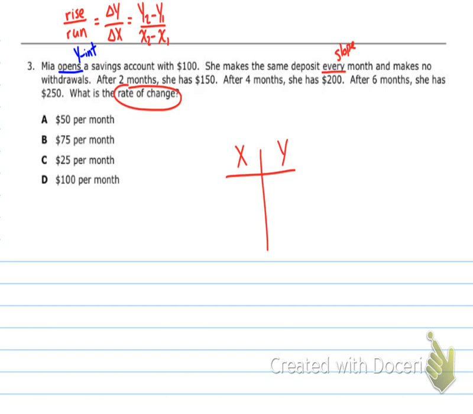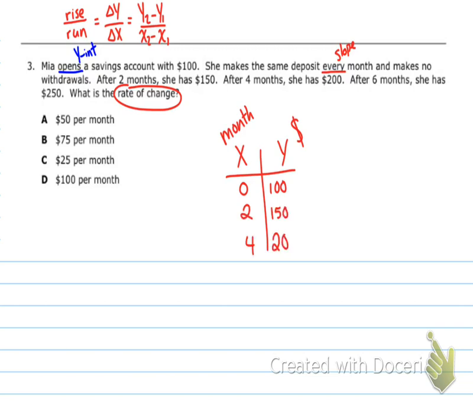So when she opens the account, she has nothing. She has no months. She does have something in there, though. She starts it off with $100. Now, after 4 months, she has 200. After 6 months, she has 250. And then that's all it gives me.